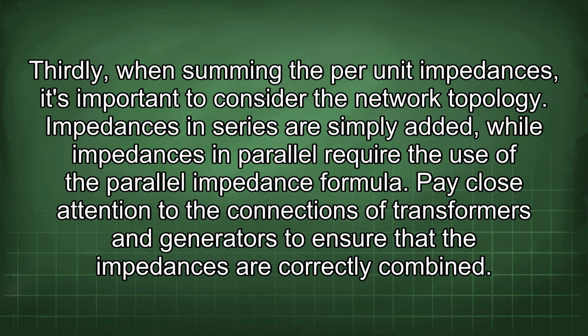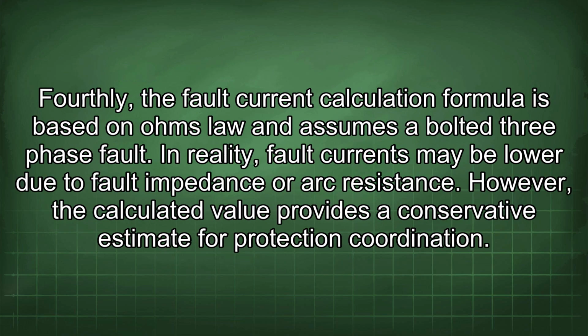Impedances in series are simply added, while impedances in parallel require the use of the parallel impedance formula. Pay close attention to the connections of transformers and generators to ensure that the impedances are correctly combined. Fourthly, the fault current calculation formula is based on Ohm's law and assumes a bolted three-phase fault.